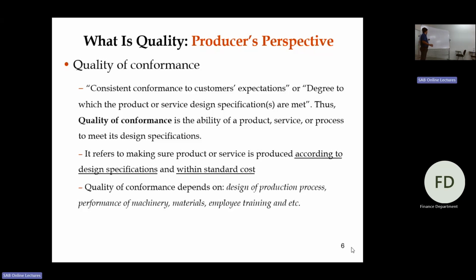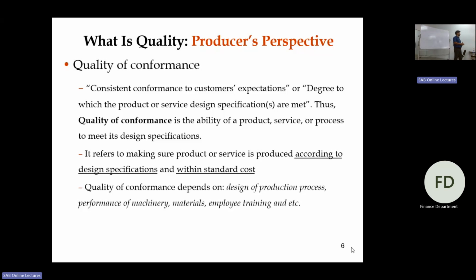To make sure that the processes we use to produce them also have specs. For processes we have specs. So they are followed in the same manner so that we can produce products in line with the product specs. That is what we call quality of conformance. Right. Degree to which product design specifications are met in the production process.